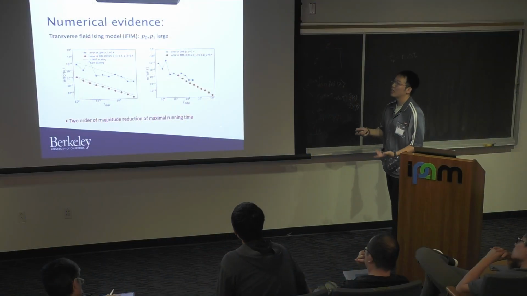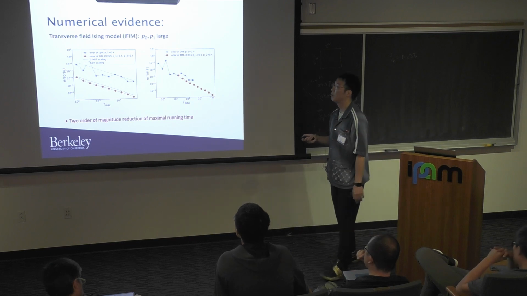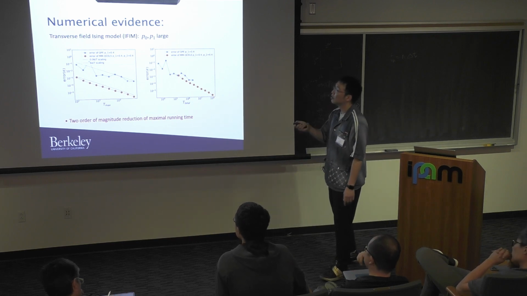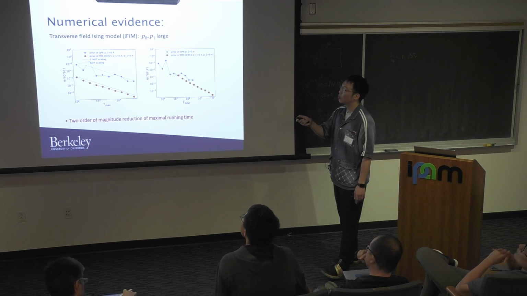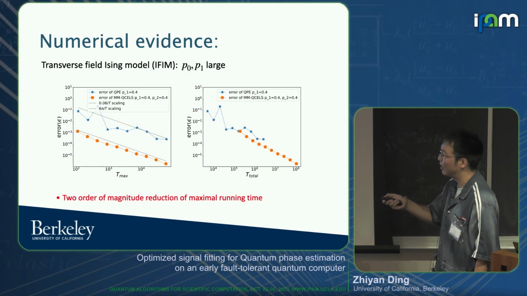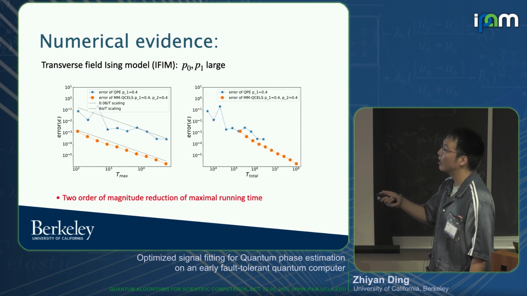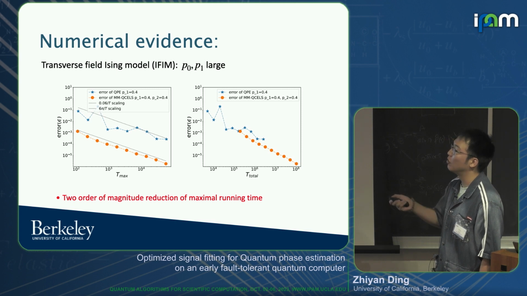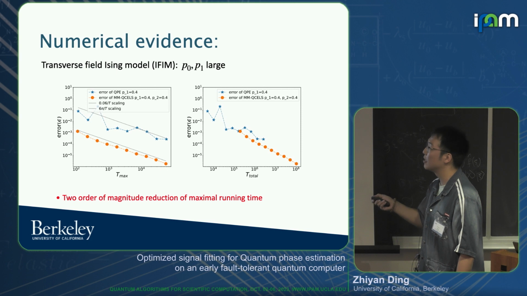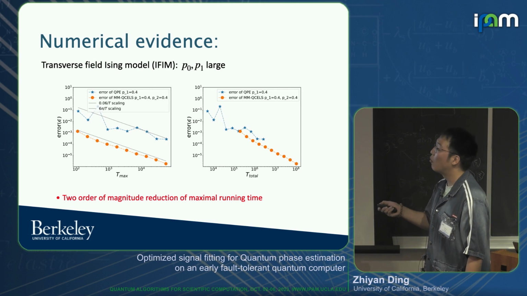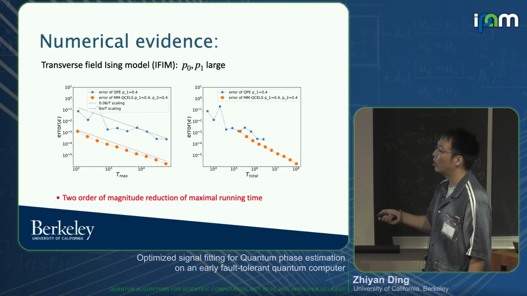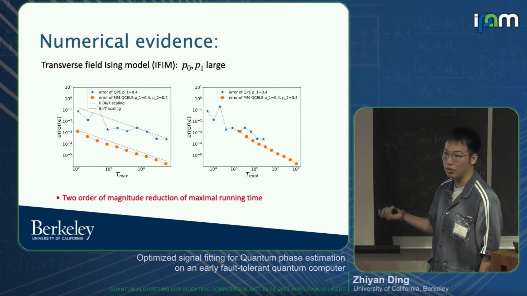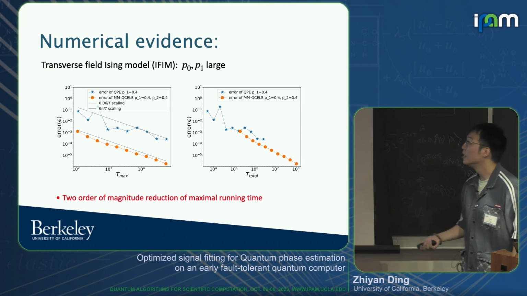Okay. So here I can also provide some numerical evidence. There is some typo in this graph. Basically in this numerical experiment, we still compared with the QPE, and I set this P0 to be 0.4 and P1 to be 0.4. So you can see that even in this multiple eigenvalue estimation case, our method can still achieve two orders of magnitude reduction of the maximum running time, and the total running time is still comparable.